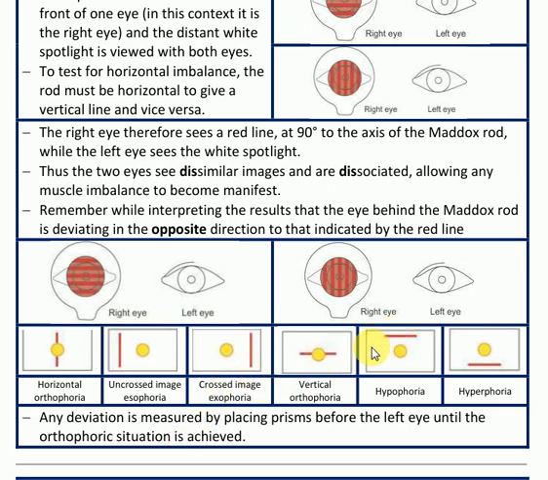And the same for the vertical: if both coincide, this is vertical orthophoria. If the red line is above, this is hypophoria because the eye deviates on the opposite side. Red line below, this is hyperphoria. Any deviation is measured by placing prisms. We can measure this deviation by placing prisms before the left eye until an orthophoric situation like this is achieved.